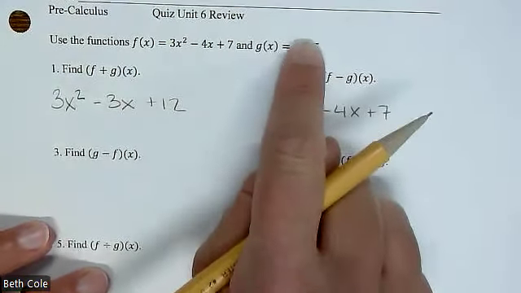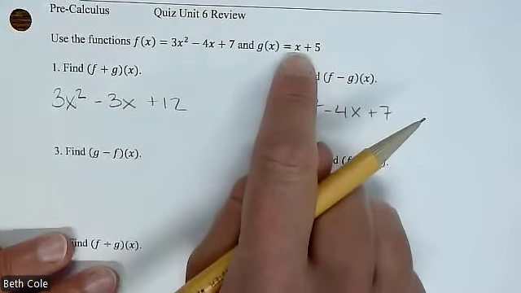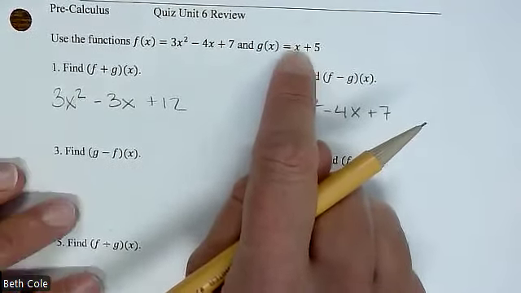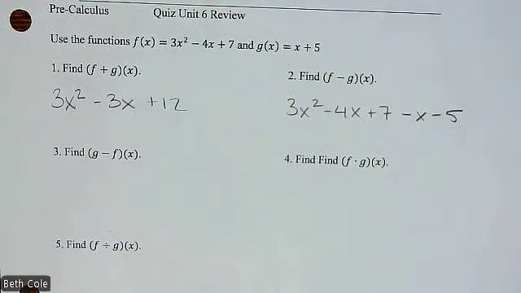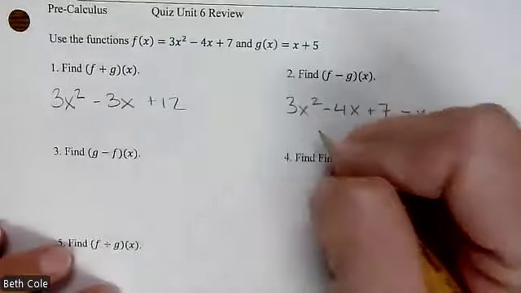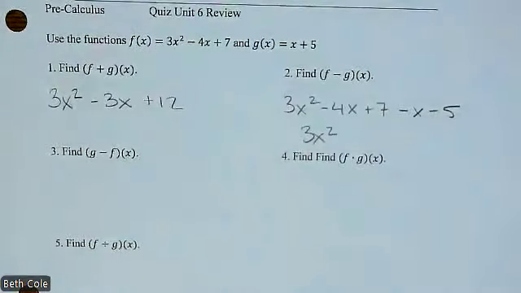So you have to distribute a negative to both parts of that, because you have to subtract the whole thing. So it's going to be minus x minus 5. And then you just put the like terms together. So it would be 3x squared. And then what?